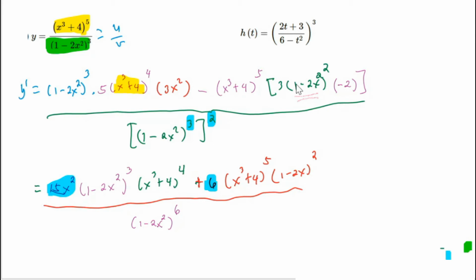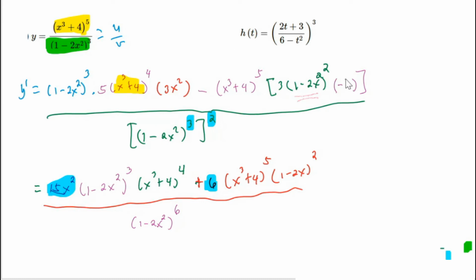Okay, correction for this part. On the minus, we have u dv. Our u here is x cubed plus 4 to the power of 5 times the derivative of v. We have 3 times the quantity of 1 minus 2x squared, which I forgot the power of 2 a while ago. And then this will be raised to the power of 2. And then taking the derivative of 1 minus 2x squared, it is not negative 2, but it should be negative 4x.